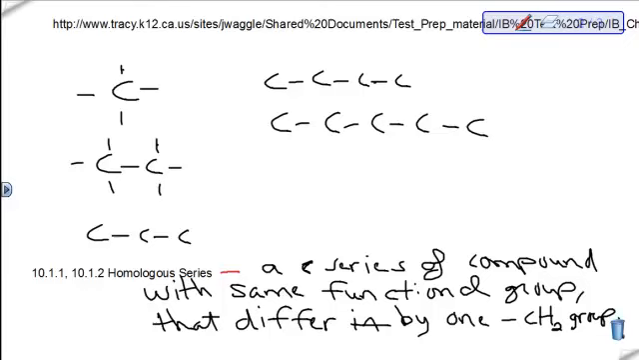Okay, so good. Let's think this through. Now there are three types of intermolecular forces. We have hydrogen bonding.